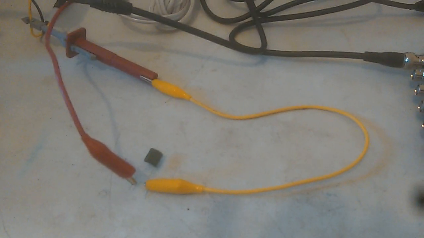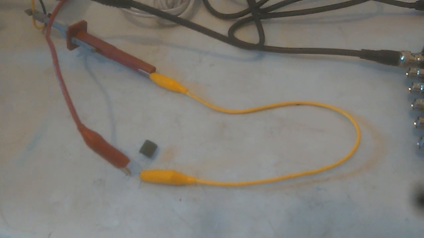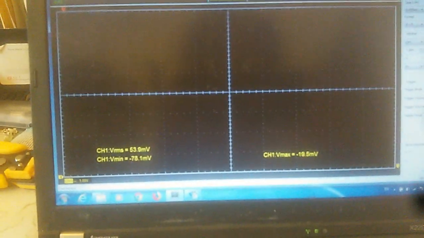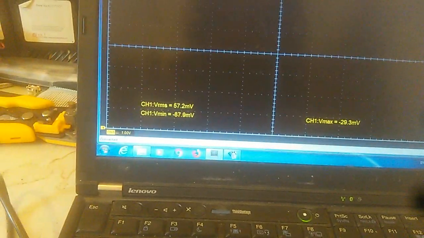Okay, so you can see here I've just taken my capacitor, which is a 0.1 microfarad capacitor. It's a Mylar one, I think. You can pick them up at any electronic store. And you'll see my signal looks like it's disappeared, right? Because the capacitor only allows the AC voltage to pass through and blocks the DC voltage.